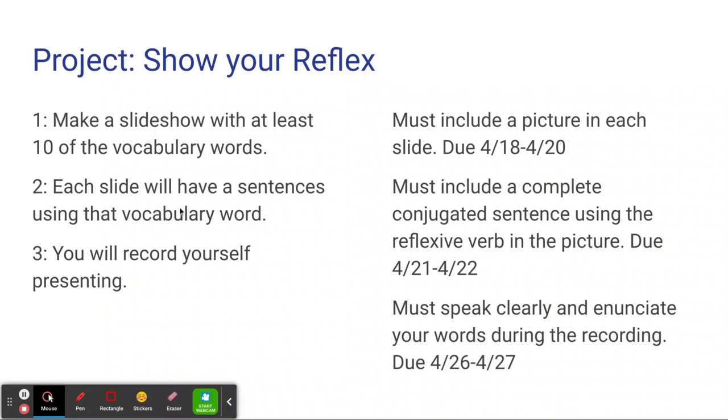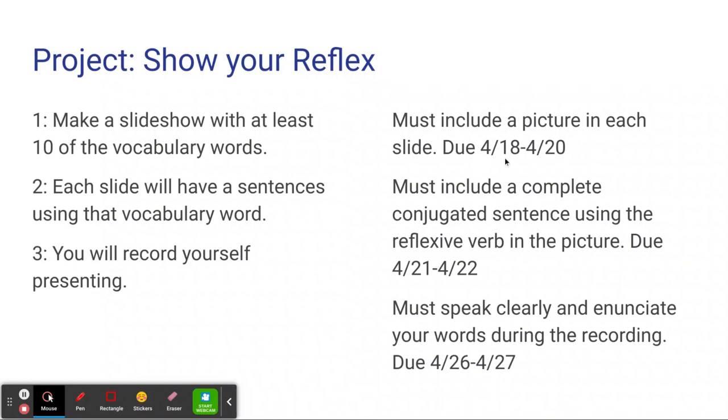Part 2, each slide is going to have a sentence using the vocabulary word. Part 3, you're going to record yourself presenting, kind of like what I'm doing right here, right now. And you can use Screencastify for that. You must include a picture in each slide, make it interesting and creative and nice and pretty.